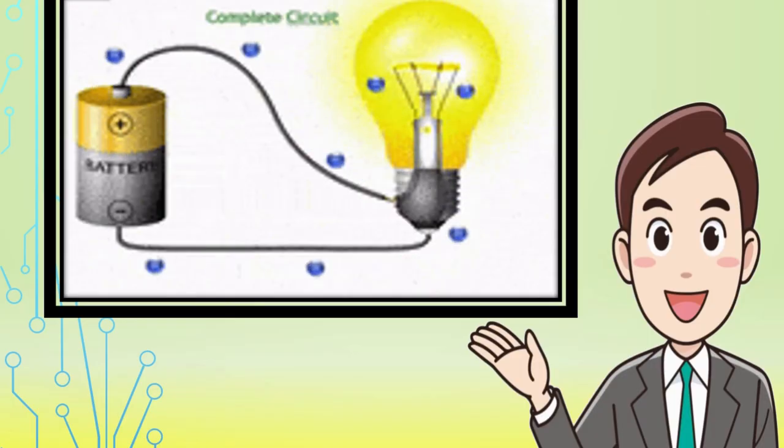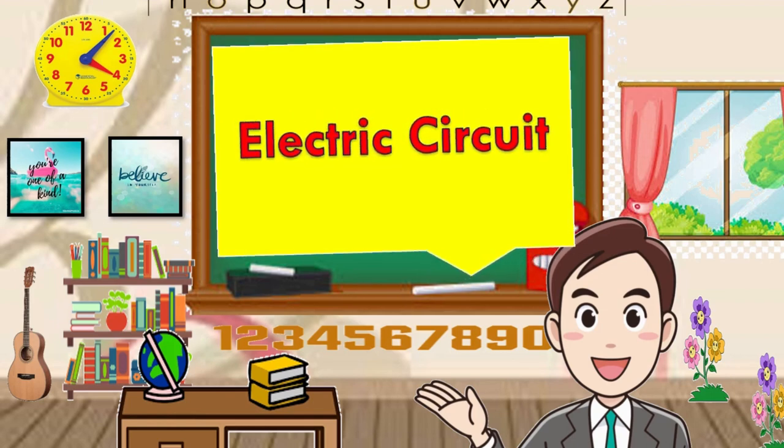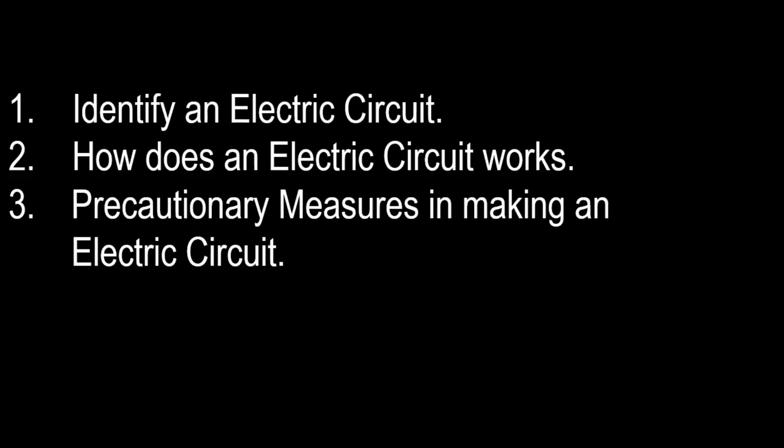What do you see in the picture? Very good! That is an electric circuit. This is our topic for today. The objectives for today's lesson are: identify an electric circuit, how does an electric circuit work, and precautionary measures in making an electric circuit.